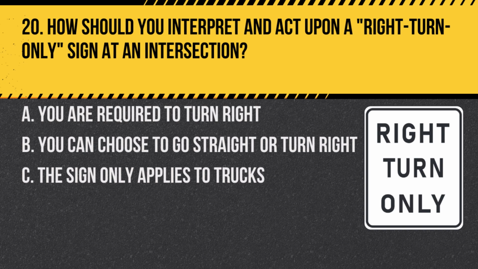Question 20. How should you interpret and act upon a right turn only sign at an intersection? A. You are required to turn right. B. You can choose to go straight or turn right. C. The sign only applies to trucks.